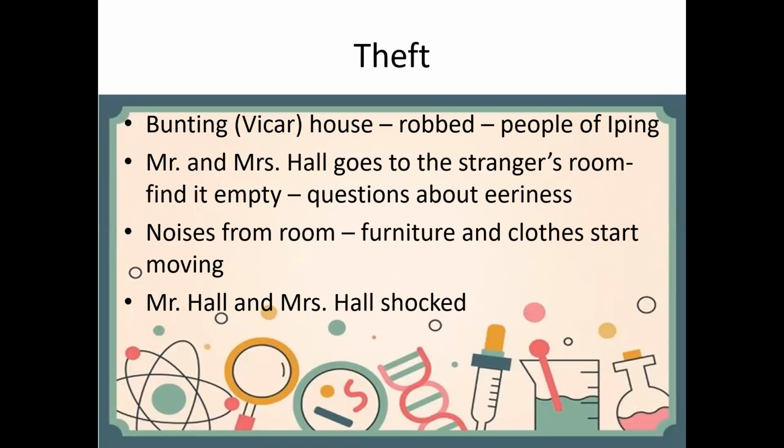and things start changing in the Iping village. The vicar of the village, Mr. Bunting, is robbed of his money. People of Iping doubt only Griffin. Mrs. Hall has also not been paid the bill by Griffin, so she is furious with the guest. A lot of queer things happen, and so Mr. and Mrs. Hall go to Griffin's room but find it empty.